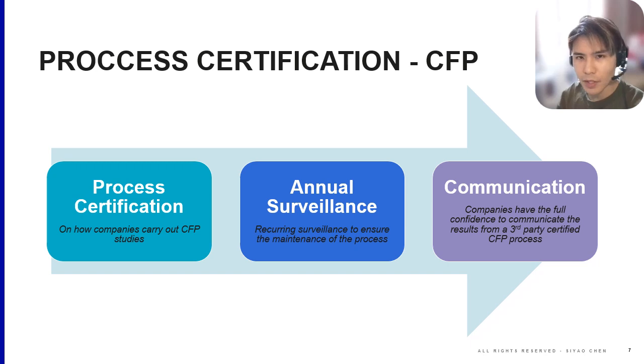Then this certification has to be followed by an annual surveillance plan, which is recurring, and the idea is to ensure the maintenance of the quality and the consistency of the process. The idea is to allow, as the last block here, the communication made by the company. The companies having received the certification on their CFP processes will have the confidence to disclose and communicate about the findings and the results from their CFP studies.